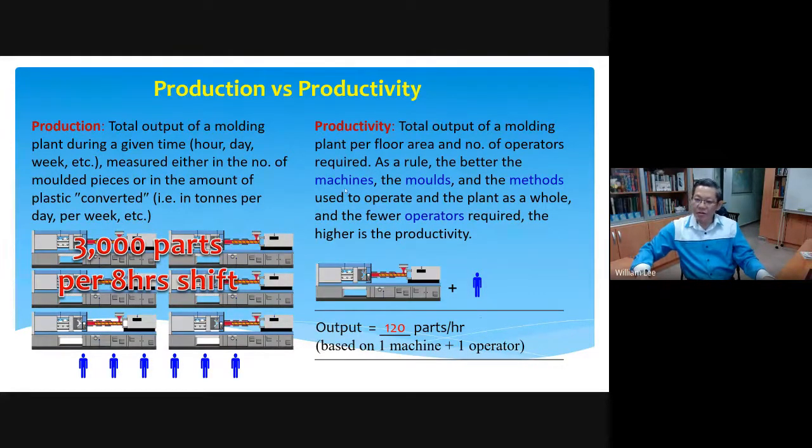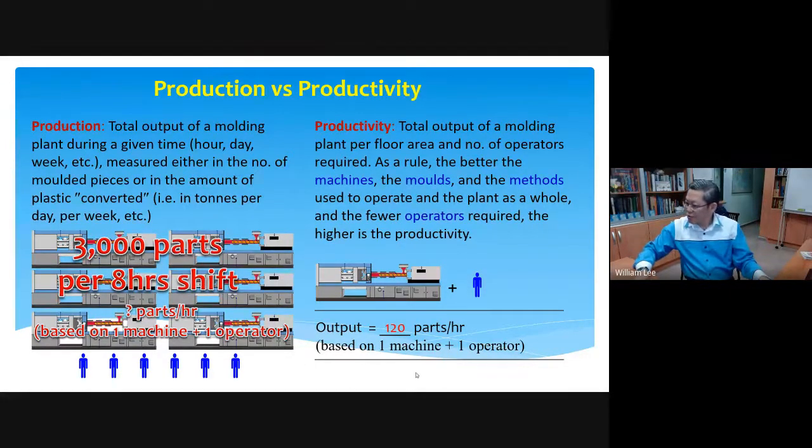Now here, if you compare the productivity from this plant here, of course, obviously, you have to compare fairly. So here you have 6 machines, 6 operators. Here I only have 1 machine, 1 operator. So how do you convert? If you base on 1 machine, 1 operator, how many parts per hour?